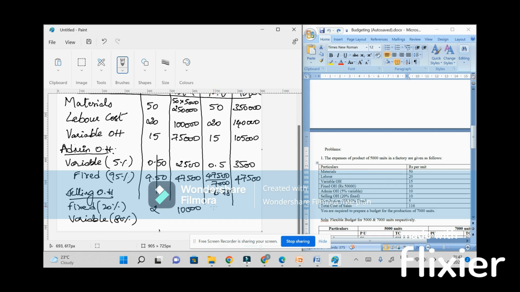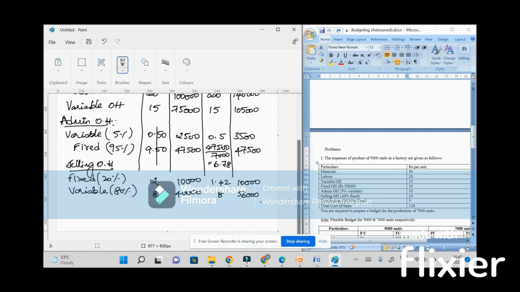So 2 into 5,000 units is going to be 10,000. In the same way, for 7,000 units, 10,000 divided by 7,000 units is going to be 1.42. Now in terms of variable cost, 80% of 10 rupees is 8 rupees. 8 into 5,000 is 40,000. In the same way for 7,000 units, 8 is going to be the constant per unit column. So 8 into 7,000 units is going to be 56,000.